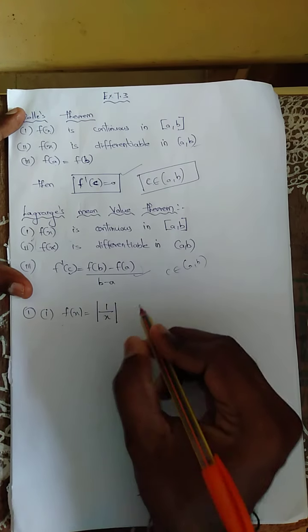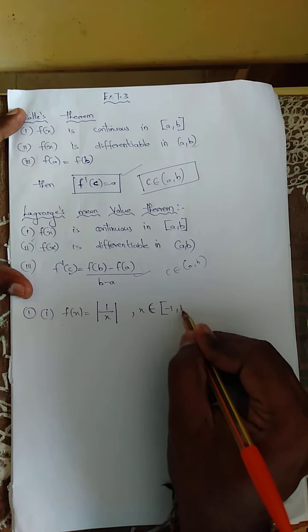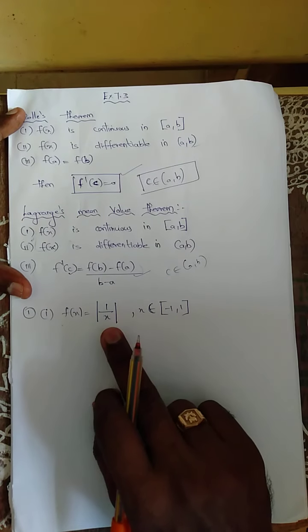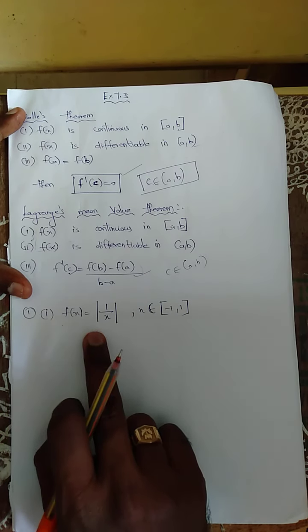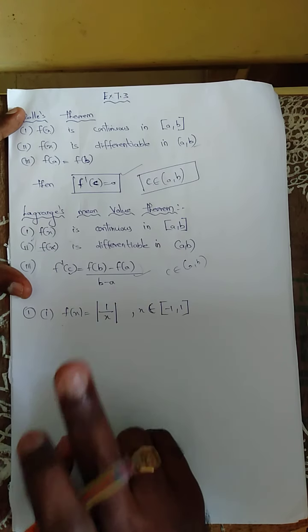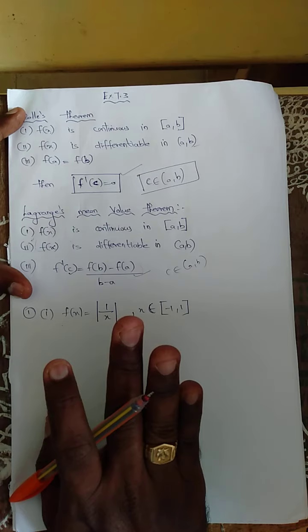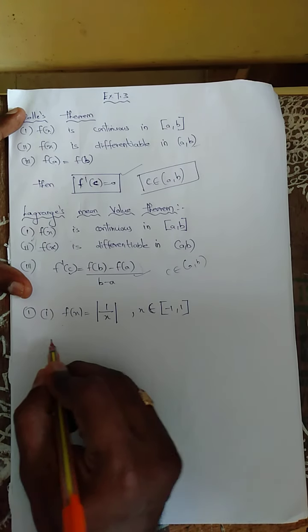They have given the modulus, and x belongs to minus 1 comma 1. They have given the closed interval [-1, 1]. Why is it not continuous? Why is Rolle's theorem not satisfied? They themselves told that Rolle's theorem is not satisfied, but we need to state the condition why it is not satisfied. We want to write the solution.